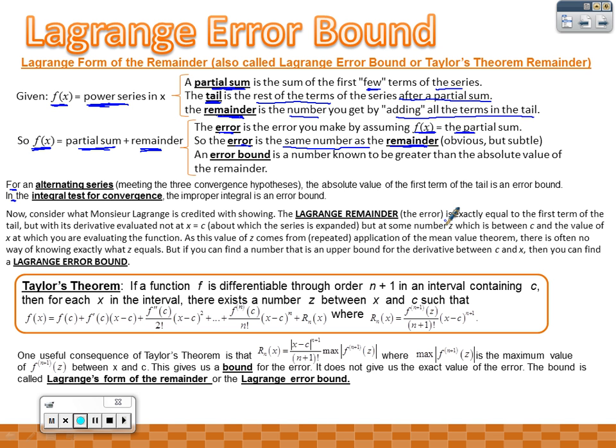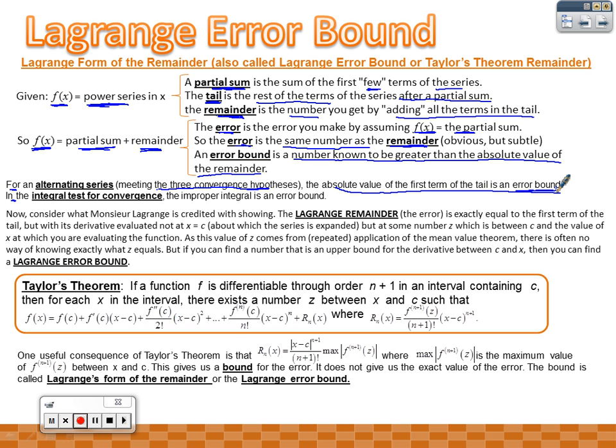So an error bound is a number known to be greater than the absolute value of the remainder or error. It's our bound. So when we were looking at alternating series, those that converge, those that met the three convergence hypotheses, remember, alternating terms decreasing in magnitude, limit is 0, that absolute value of the first term of the tail was the error bound. Remember that? We would take the next term, and that would be the bound on the error. So that's what we did with alternating series.